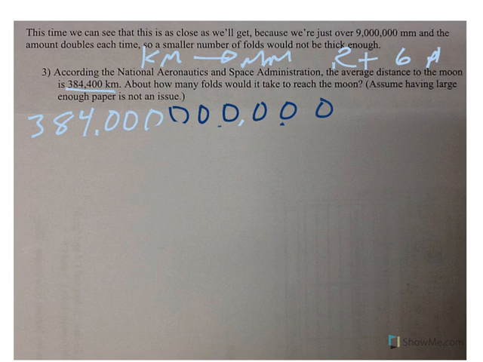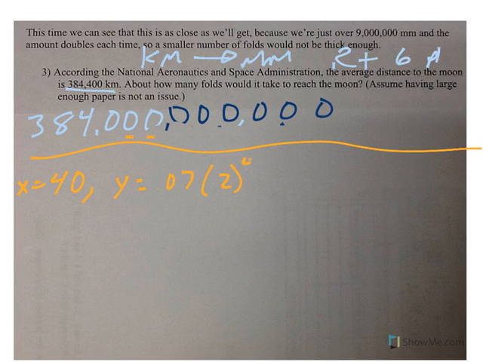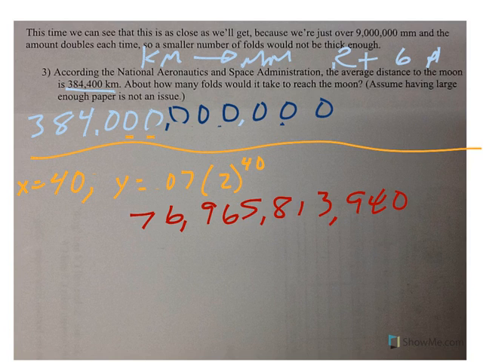So I want to do the guess and check process till I get to this number. Okay, so 30, we know that 30 was at 75 million, right? Well, 75 million is only like right here, those place values. We need to get quite a bit bigger. So I started with 40. If x is 40, if I make 40 folds, so again, we're talking about y equals 0.07 times 2 raised to the 40th power, I got 76,965,813,940. And you're thinking, is that big enough?